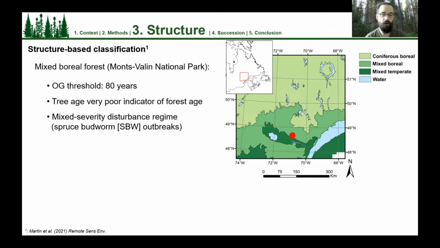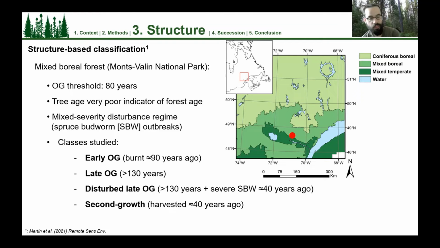And so using fire maps, outbreak maps, and harvest maps, we identified 3 growth classes: early growth forests burnt 90 years ago, later growth forests unburnt since at least 130 years, and disturbed later growth forests unburnt since at least 130 years, but severely disturbed by the last spruce budworm outbreak 40 years ago. We also considered in our analysis second growth forests harvested at the same period as the last spruce budworm outbreak, to see if there was similarity between these two classes.